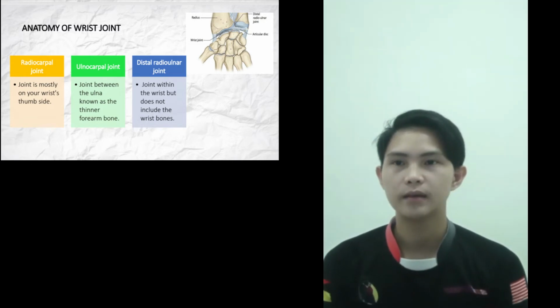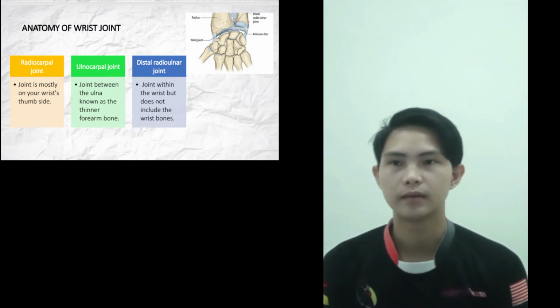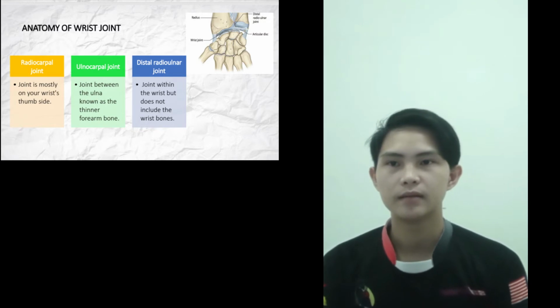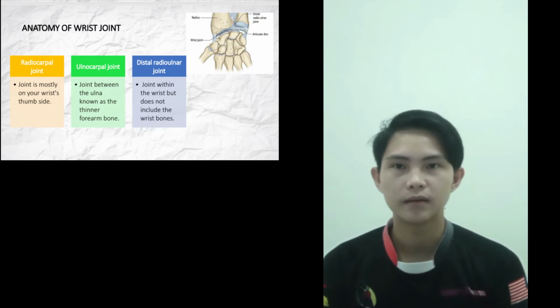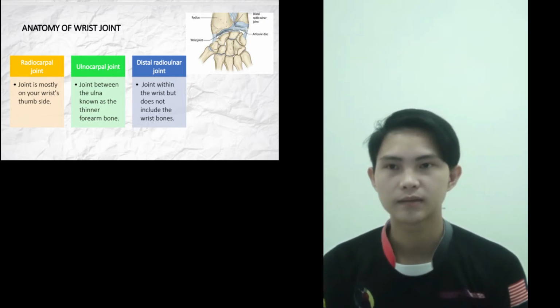And the third is the radio-ulnar joint. This joint is within the wrist but does not include the wrist bones. It links the radius and ulna ends at the bottom.